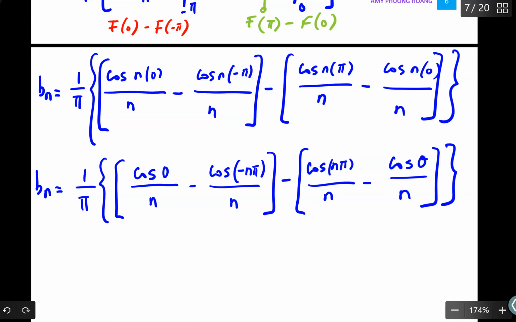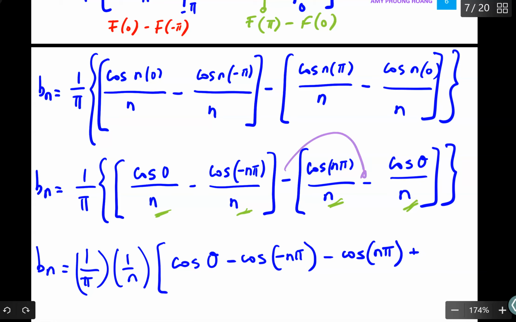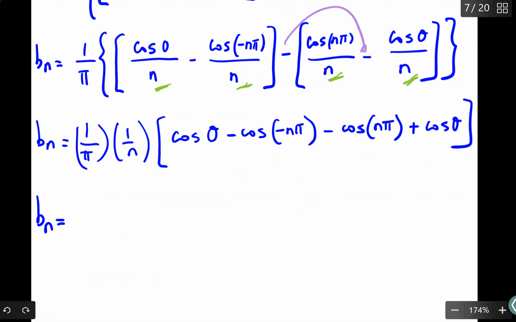Okay, the next step, I would like everyone to see that everything is divided by n. So what I will do is factor out the 1 over n. Inside the brackets, I will have cos of 0, subtract cos of negative n times pi, subtract cos of n times pi, and don't forget this is multiplied inside the bracket, so I will have the plus of cos of 0. Now 1 over pi times 1 over n, you can write it as 1 over n times pi.